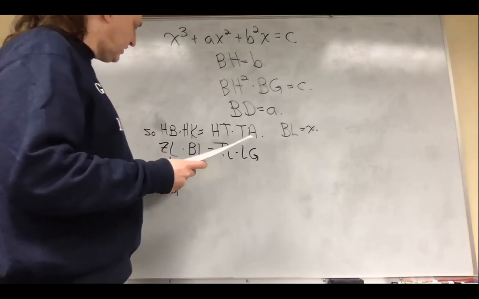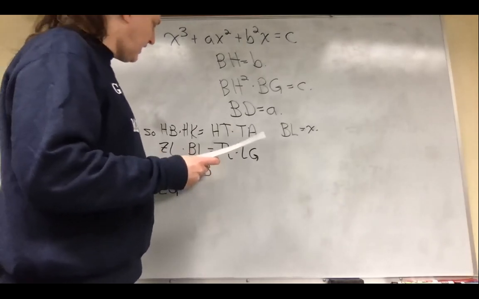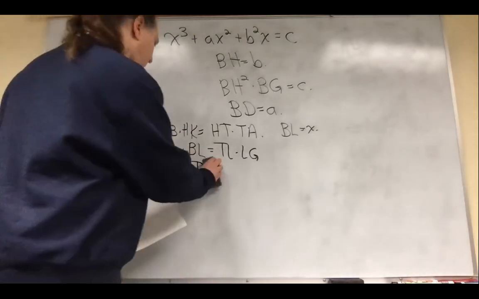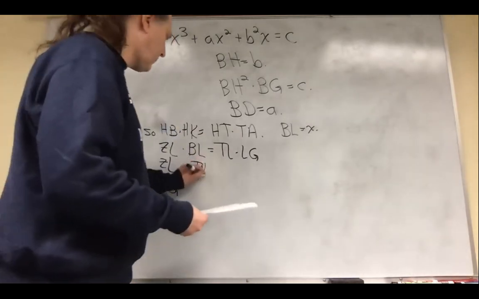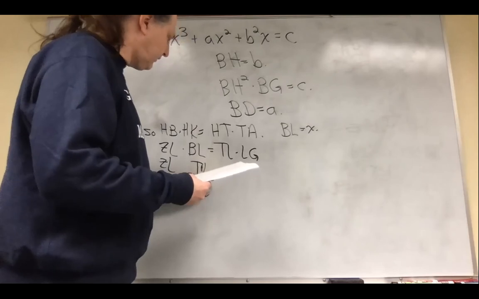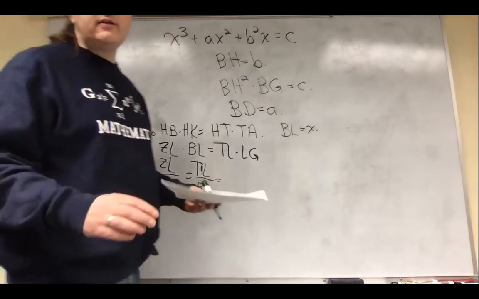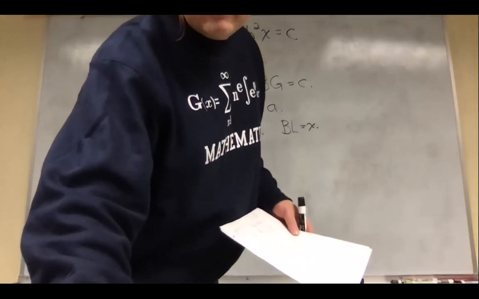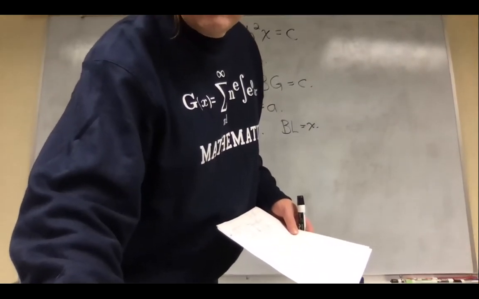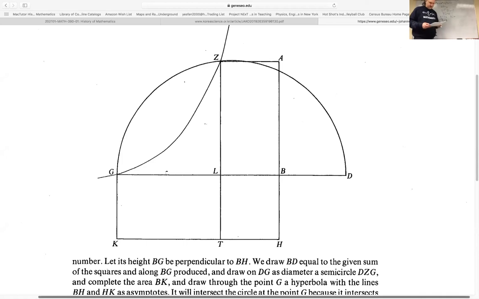ZL to LG is TL to BL. Okay, great. But if you look back at the picture, and I will let you do that just because it seems only fair, TL is the same as BH. And the ones with B's are more important in direction. So this is HB to BL.